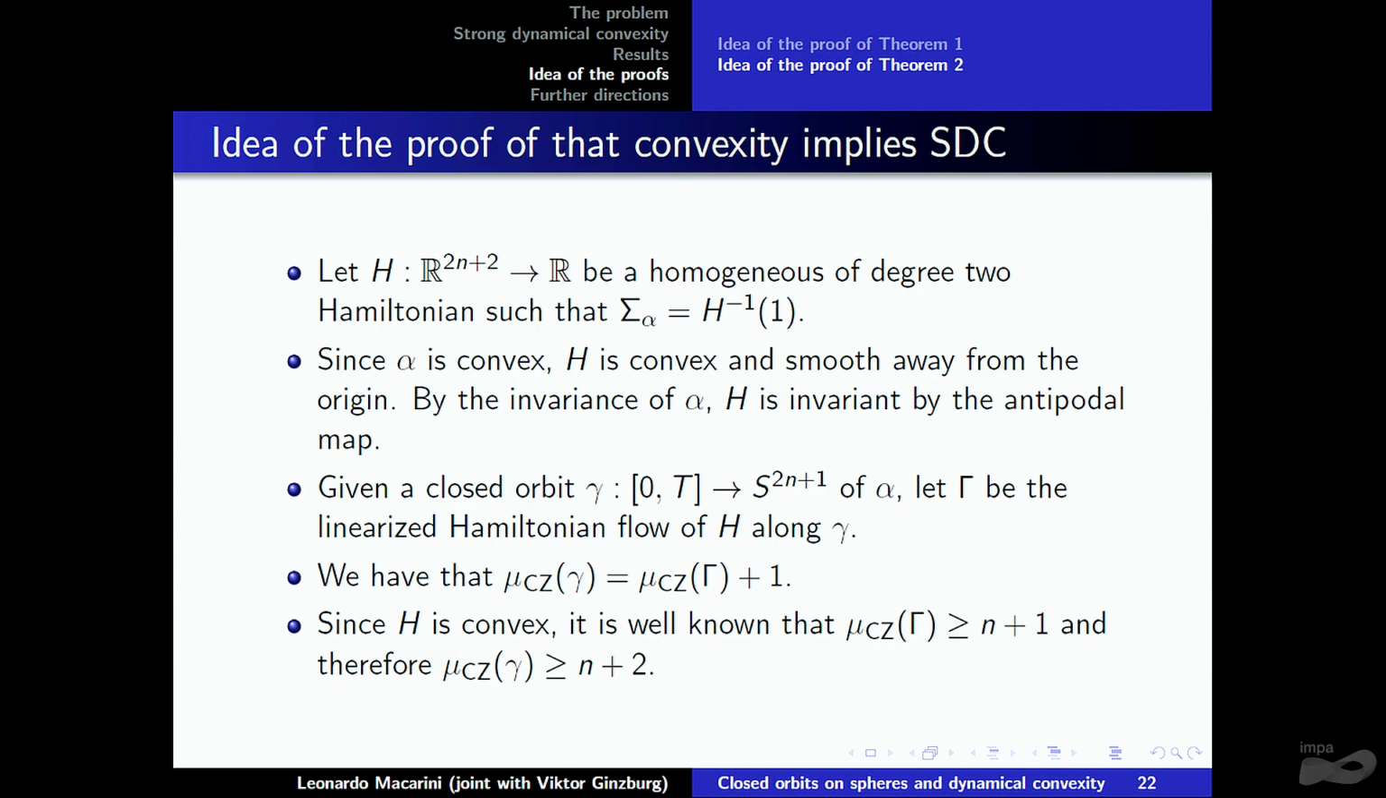The index of the linearized Hamiltonian flow is at least n plus 1, so by this relation, the index of every closed Reeb orbit, that is, the linearization of the Reeb flow along the contact structure, is at least n plus 2. This is an argument to show that if the contact form is convex, then it's dynamically convex. But the question is why it's strongly dynamically convex.